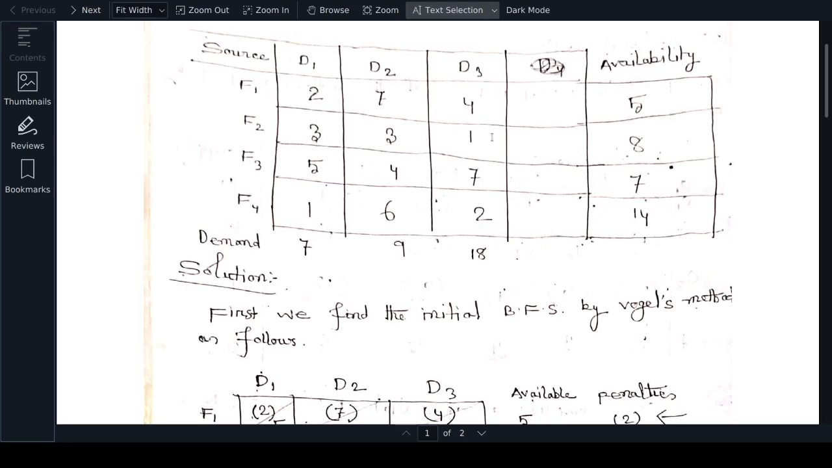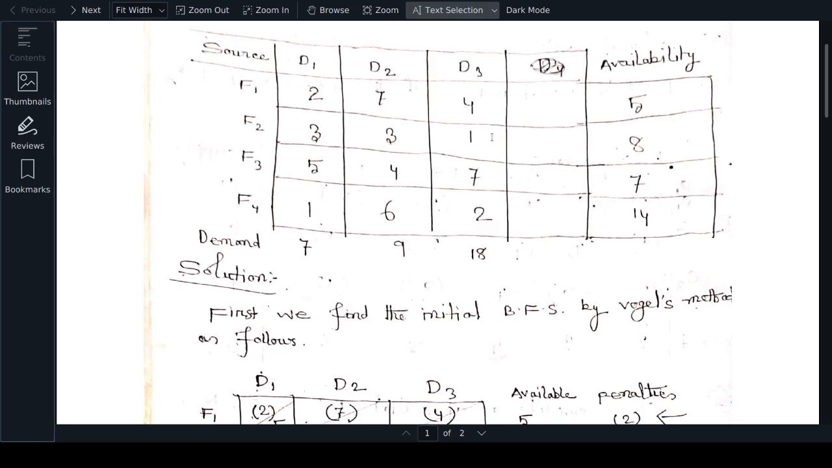Suppose here, in demand you consider 7, 9, and instead of 18, suppose 16 is given, right? So 7 plus 9 is 16, and in place of 18, 16, so the total is 32, but the availability is 34, right? So here in demand there is some deficiency. How much deficiency? A deficiency of 2. Then what do we do? We add one column, since in demand there is a deficiency. So in demand we write 2.